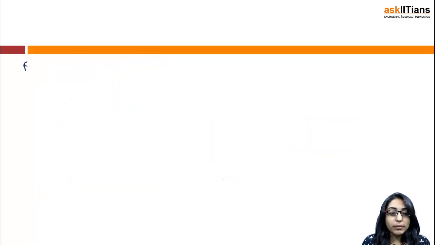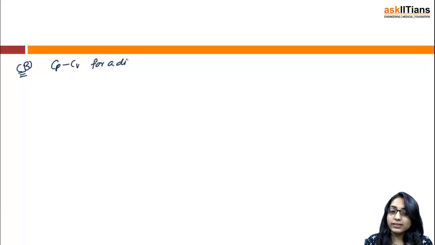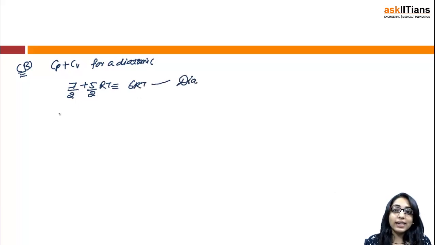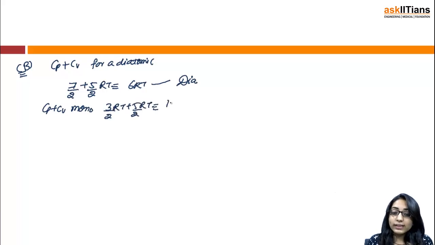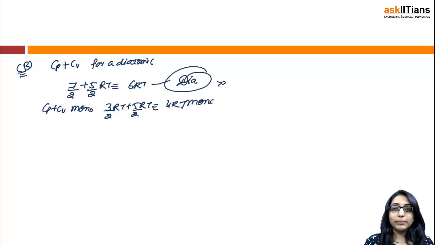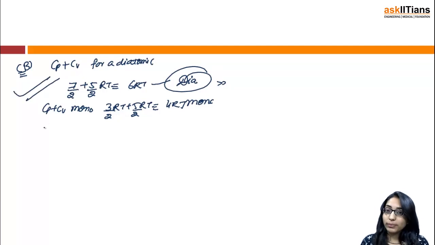Now let us come over to option B. Let us find CP plus CV for a diatomic gas first. That is 7 by 2 plus 5 by 2 RT, which is nothing but 6 RT. This is for a diatomic gas. And if I ask you to find CP plus CV for a monoatomic gas, it is 3 by 2 RT plus 5 by 2 RT, so this comes out to be 4 RT. That means CP plus CV for a diatomic gas is greater than CP plus CV for a monoatomic gas, and hence option B is correct.